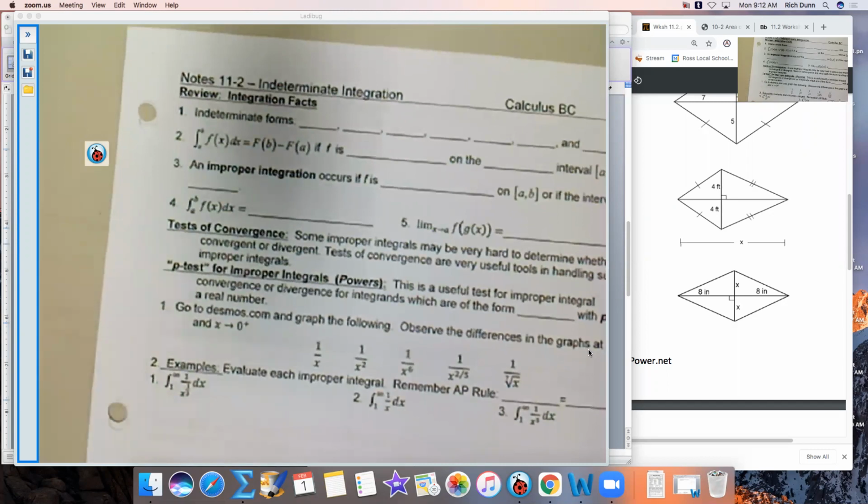Hello and welcome to Notes 11.2 in BC Calculus. We're going to cover integration when we have an indeterminate result.